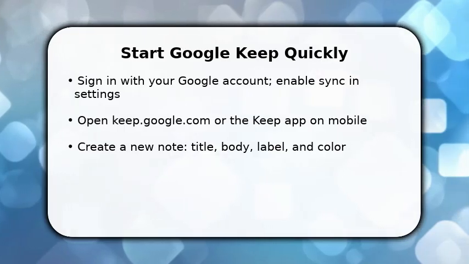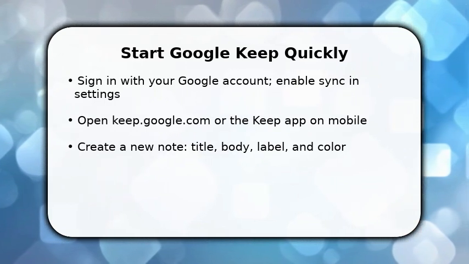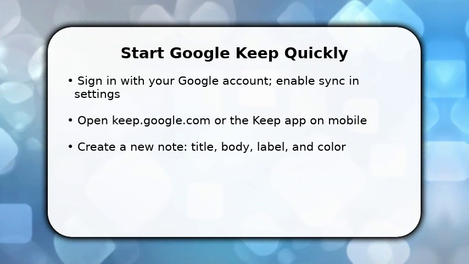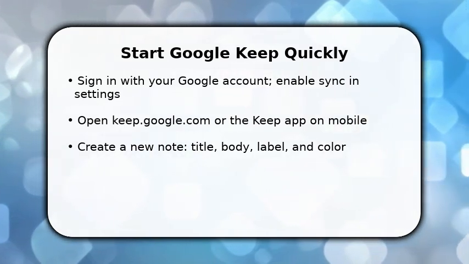You already have the essentials: a Google account and sync enabled. First, open Keep on web or mobile and tap New Note. Give it a clear title so you find it later, then type the main content.